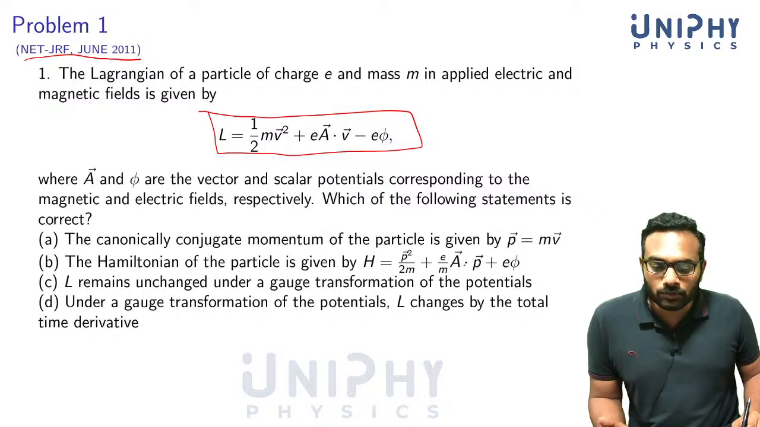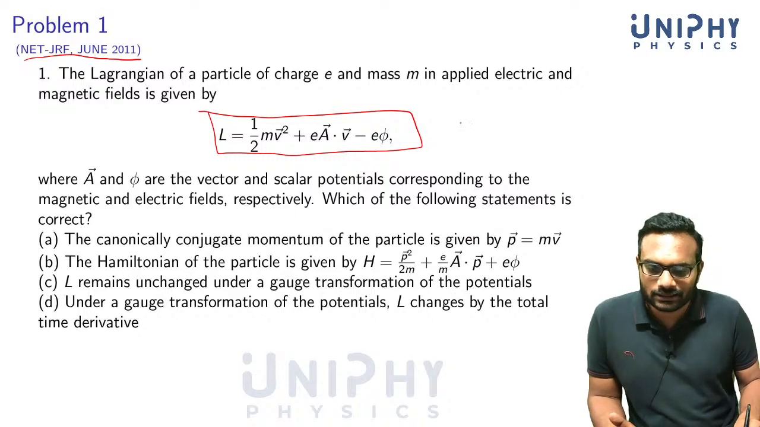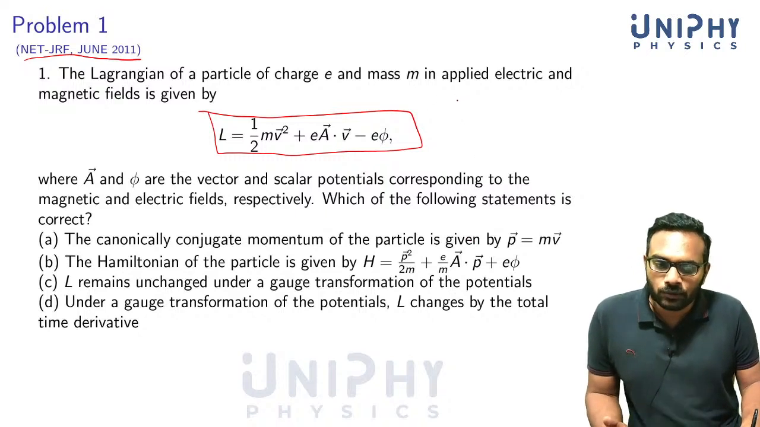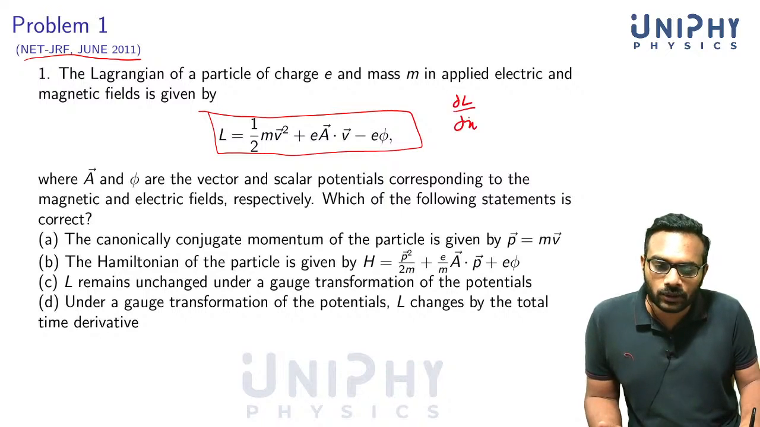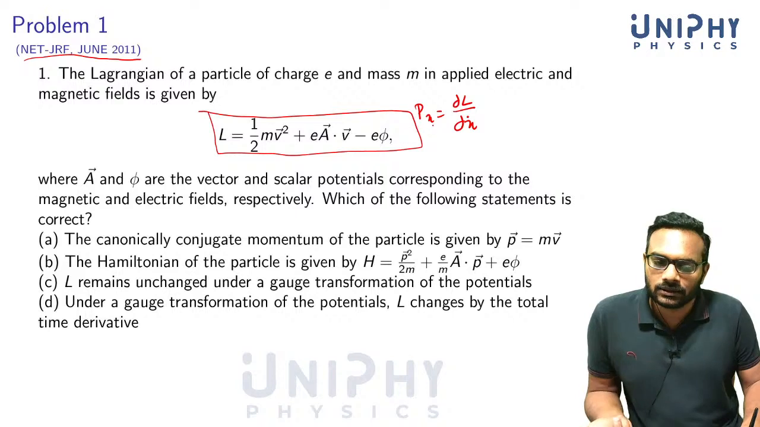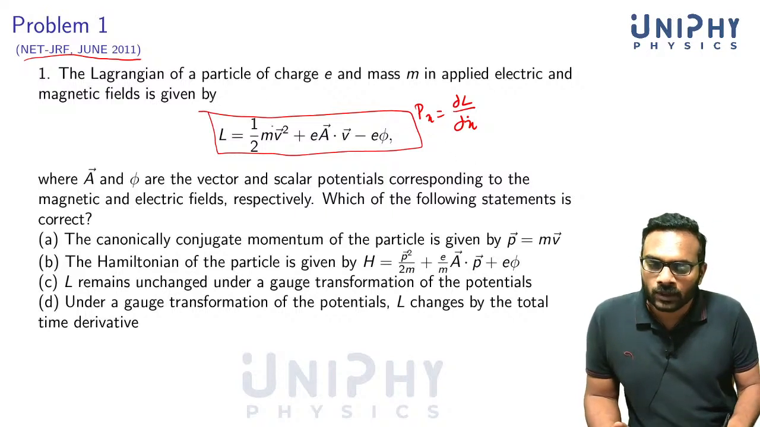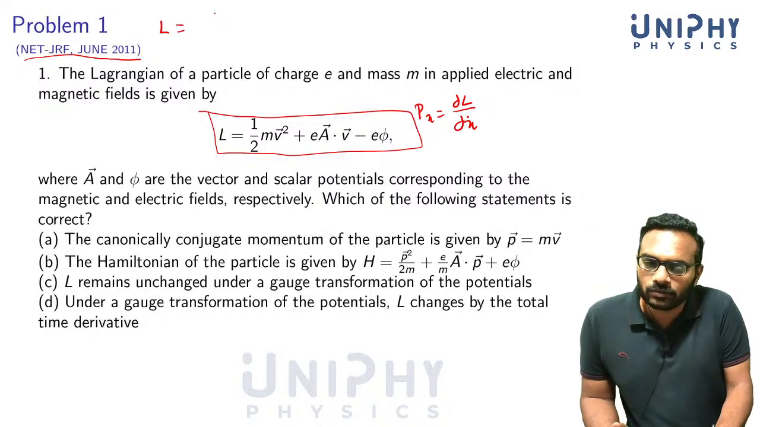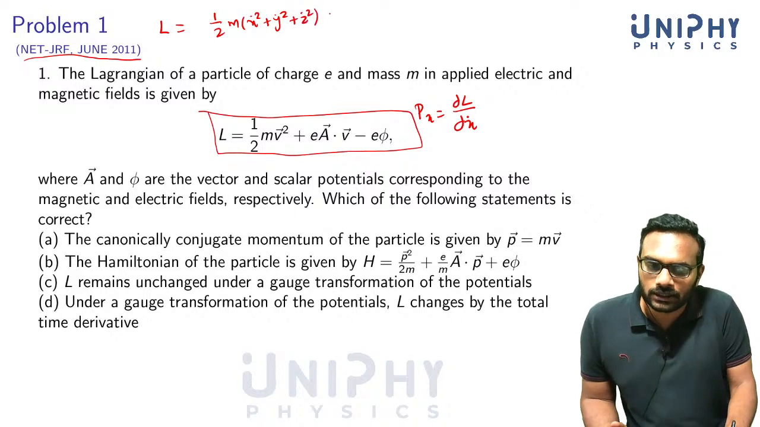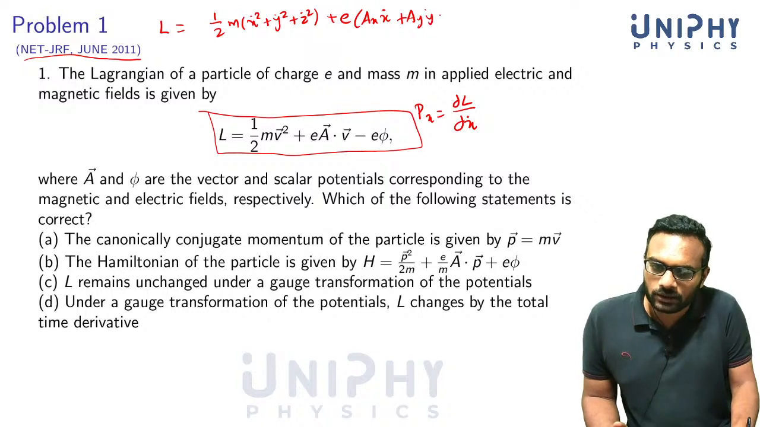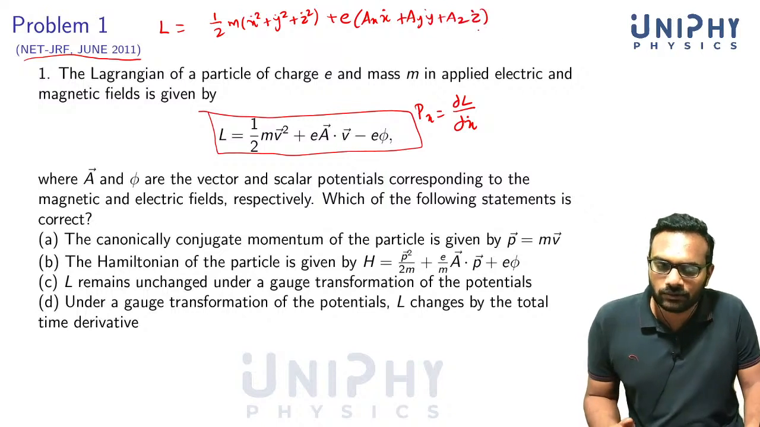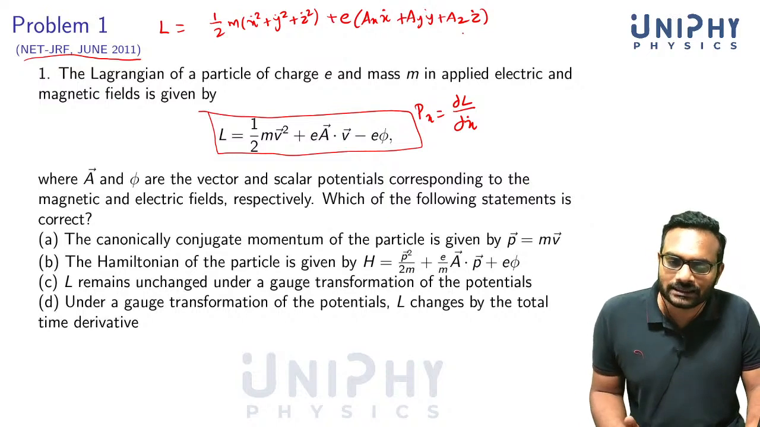The canonically conjugate momentum of the particle is given by P equal to mv vector. Is that right? We can easily check this, because we know that the canonically conjugate momentum we usually write as dou L by dou x dot, Px, or simply P. Now, if you look at this Lagrangian, we can write it in this form: half m times x dot square plus y dot square plus z dot square, plus E A dot v. So A dot v will be Ax x dot plus Ay y dot plus Az z dot, where x dot, y dot, z dot are the components of the velocity along the x, y and z axes respectively.